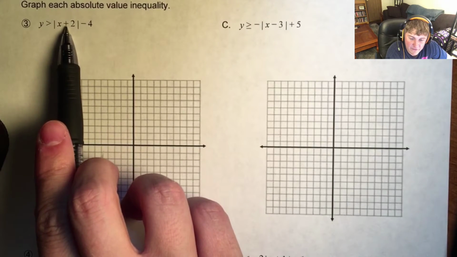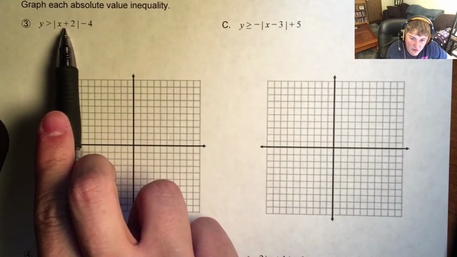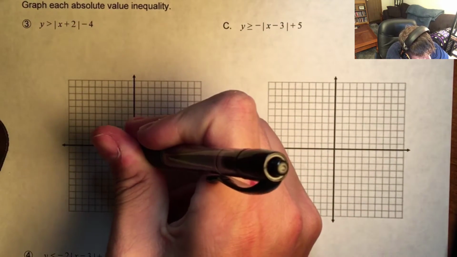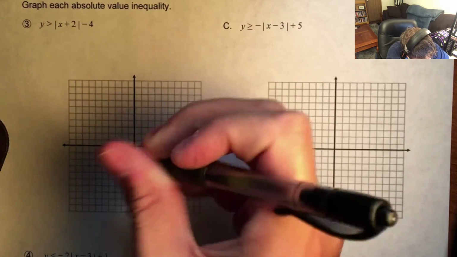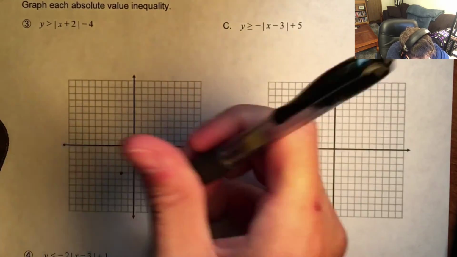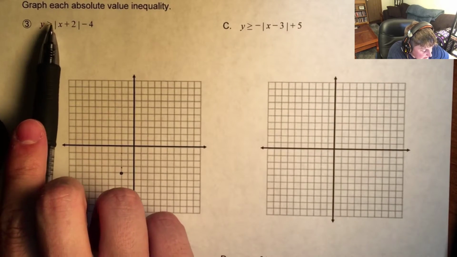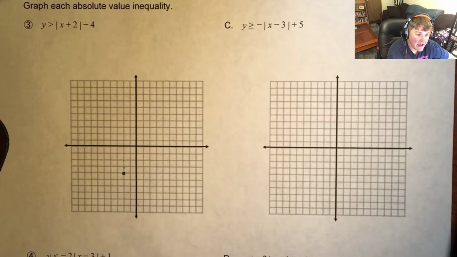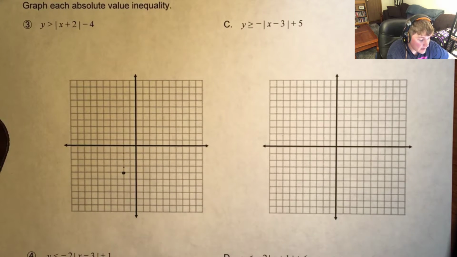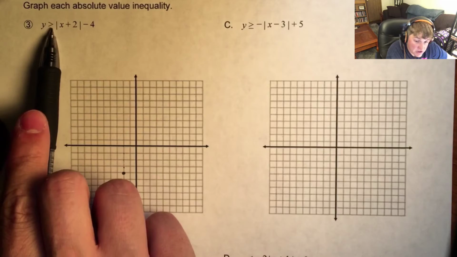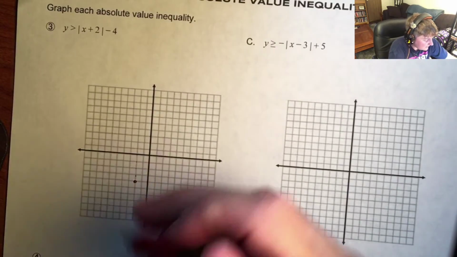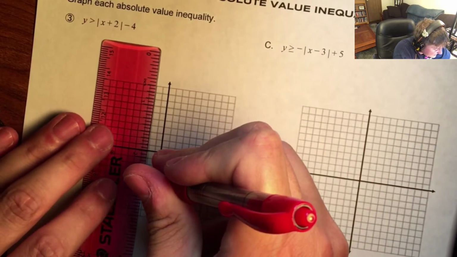I know that my vertex is normally at 0, 0, but it's been moved to the left 2 and down 4. Left 1, 2, and then down 1, 2, 3, 4. Okay, and then I need to have a slope. There's no number out here, so that means it's the same width as the parent function. And so it would just be a slope of 1, right? There's no value there, so that means there is an implied 1. A sneaky one, some might say.